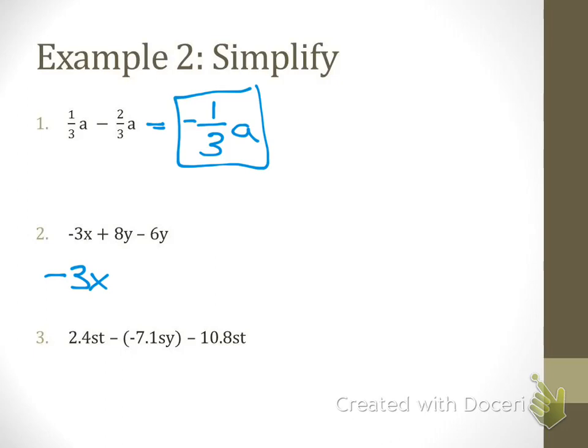Okay, so we have negative 3x plus 2y. Negative 3x plus 2y.